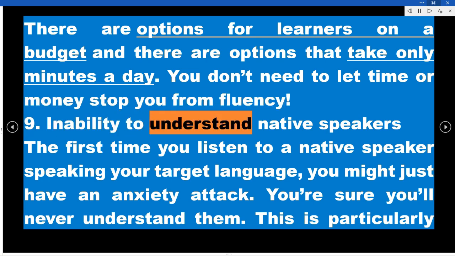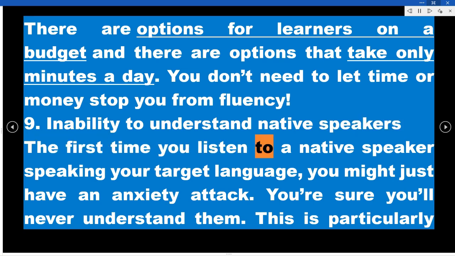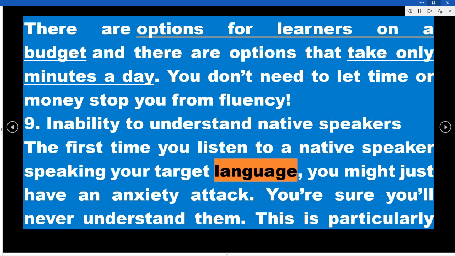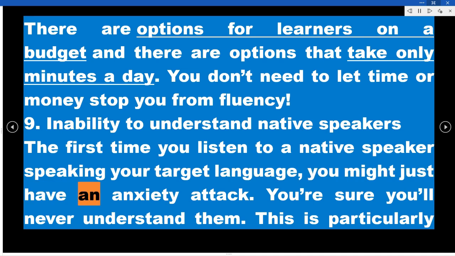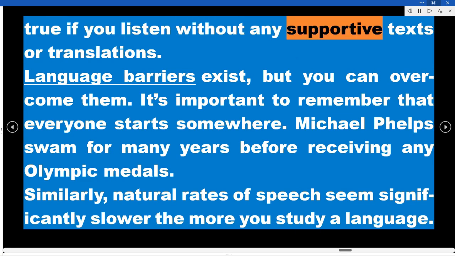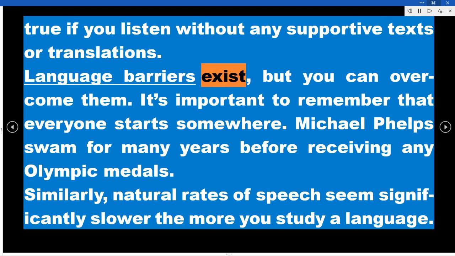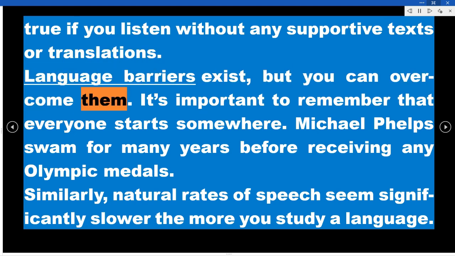9. Inability to understand native speakers. The first time you listen to a native speaker speaking your target language, you might just have an anxiety attack. You're sure you'll never understand them. This is particularly true if you listen without any supportive texts or translations. Language barriers exist, but you can overcome them.